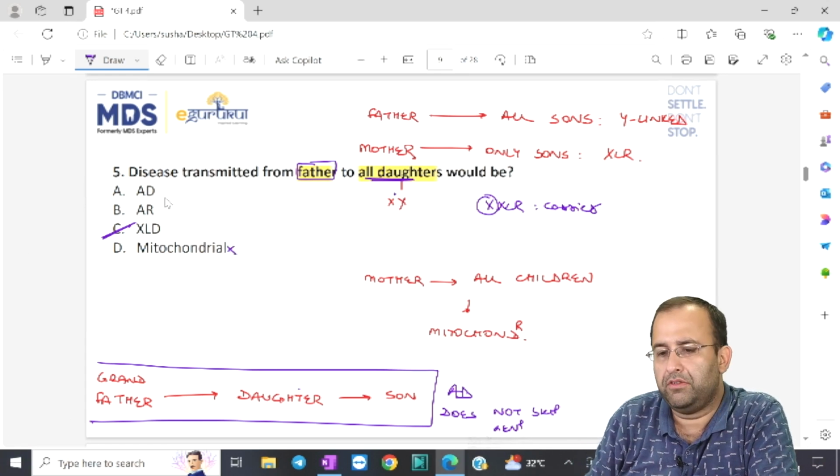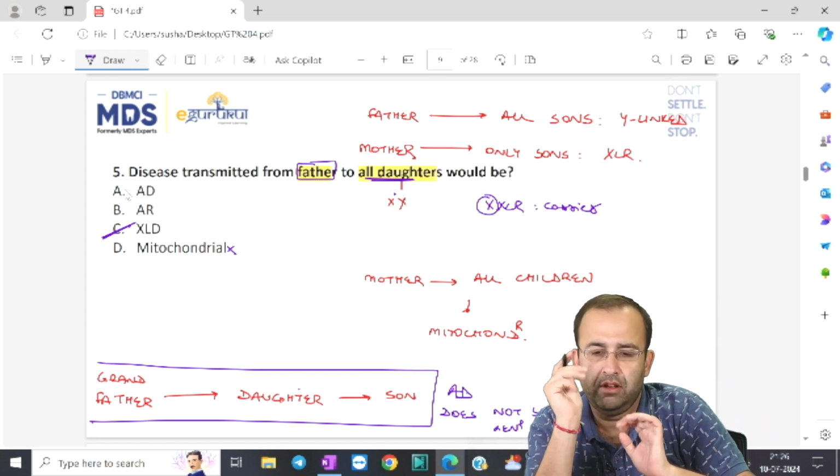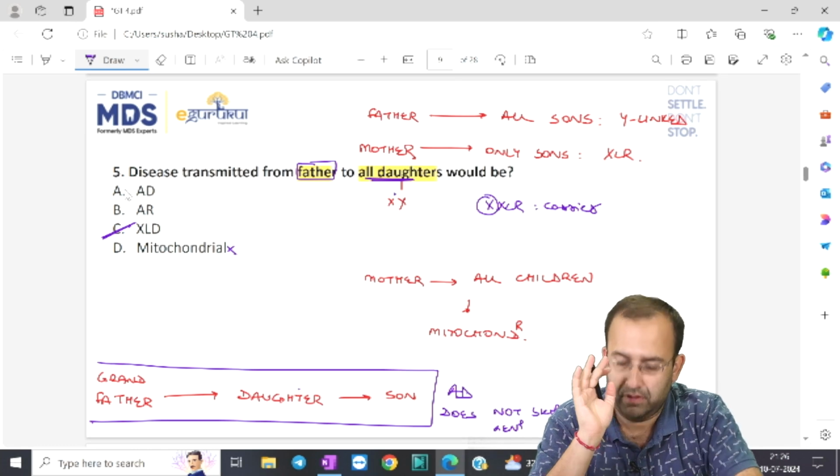Cannot be autosomal recessive or dominant. Autosomal recessive or dominant means there is no sex linkage. First class. I hope you are comfortable with this.